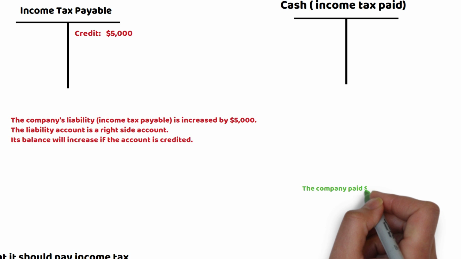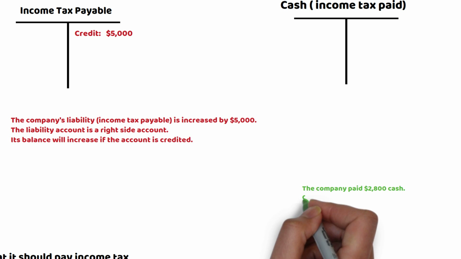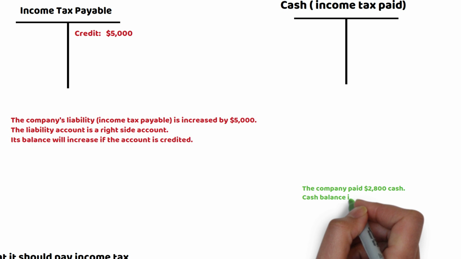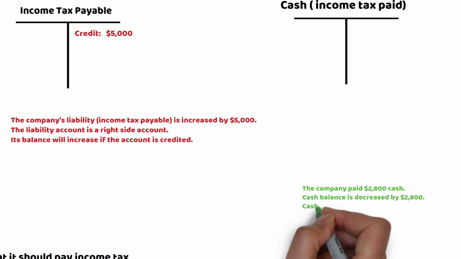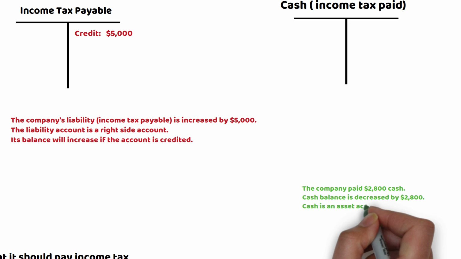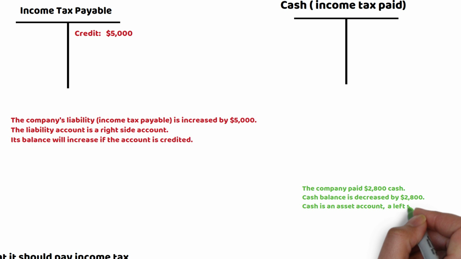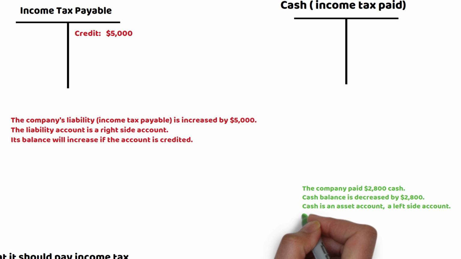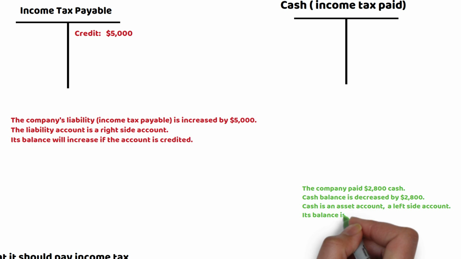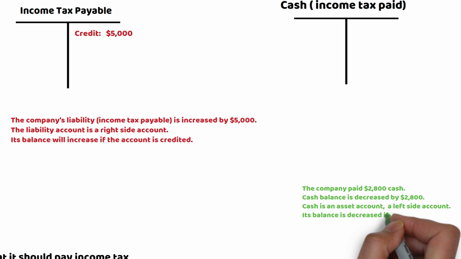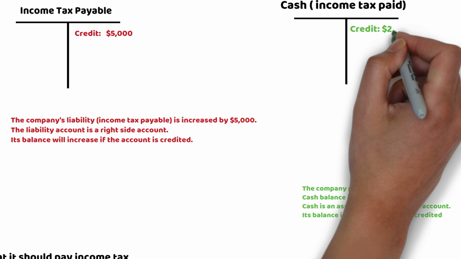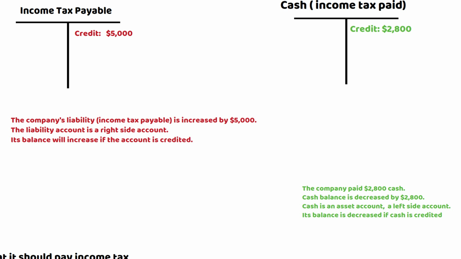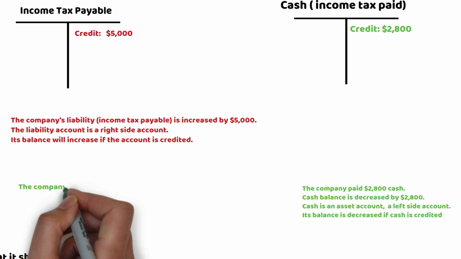So the company used the cash, $2,800, to pay for the income tax. So the cash balance is decreased by $2,800, and cash is an asset account. It has a normal debit balance. So therefore, the balance is decreased by a credit. So if cash is credited, the balance will decrease. So we're going to enter $2,800 to the right side of the cash T account.